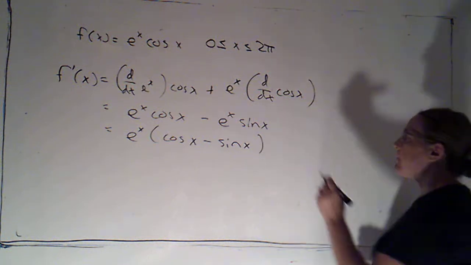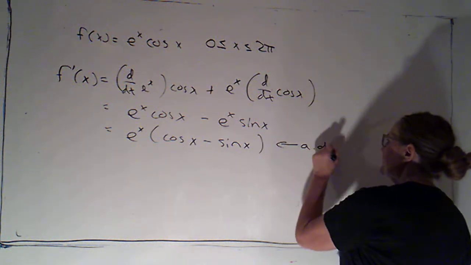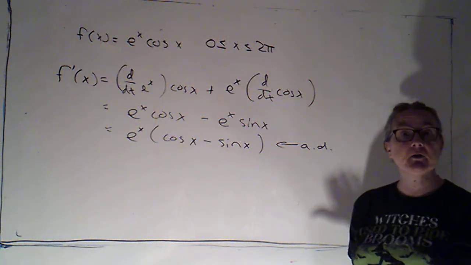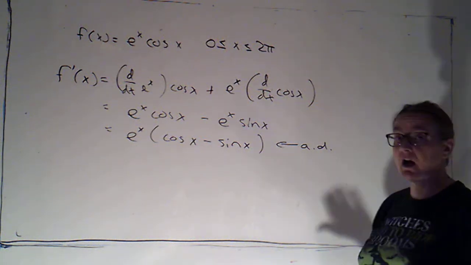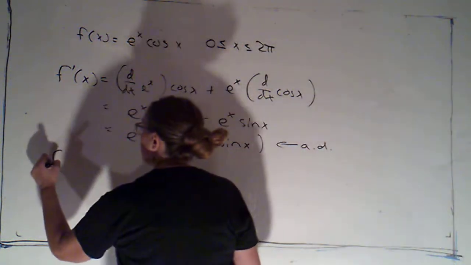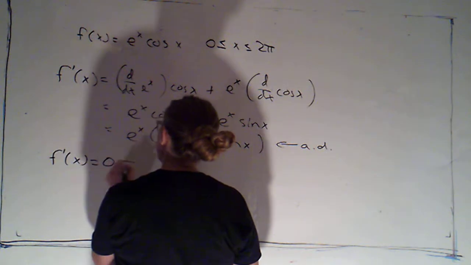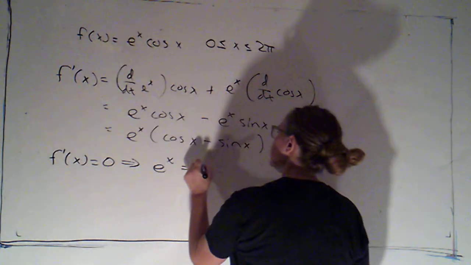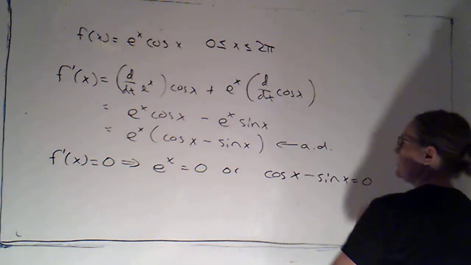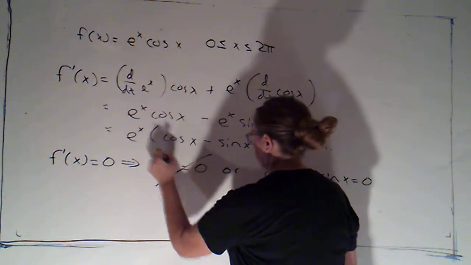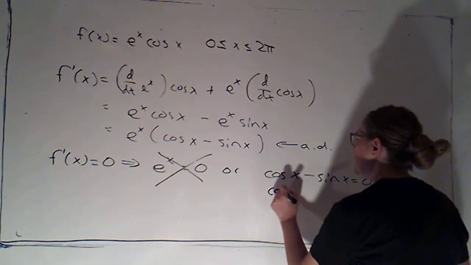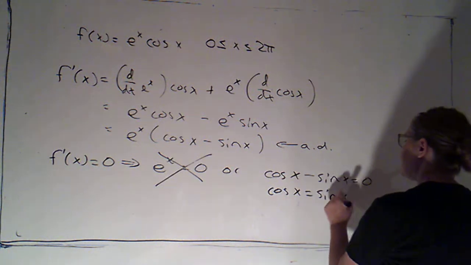Okay, now that derivative is always defined. AD is my abbreviation for always defined. So I'm not going to have any critical numbers from the derivative being undefined. Any of my critical numbers will be from the derivative being 0. So if f prime of x is equal to 0, that means either e to the x is 0 or cosine of x minus sine of x is equal to 0. Well, e to the x is never 0. This would mean that cosine of x is equal to sine of x.